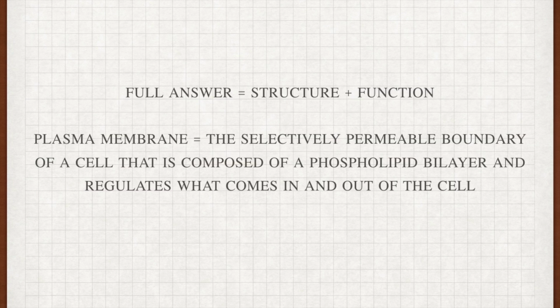The true answer would be a combination of structure and function, so you would say the plasma membrane is a selectively permeable boundary of a cell that is composed of a phospholipid bilayer and regulates what comes in and out of the cell. So in this answer, you have very comprehensively referred to structure and function.